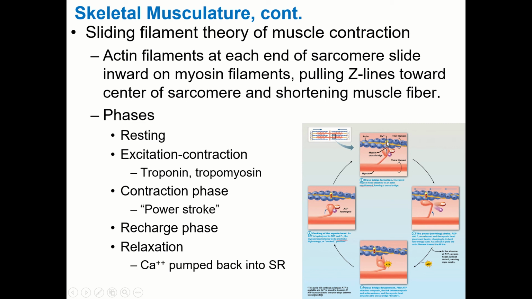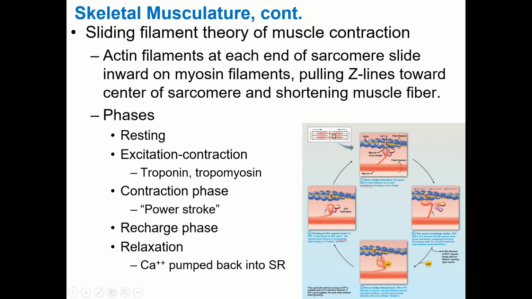That's your troponin. Again, I'll refer to it as troponin C, C for calcium. And then tropomyosin is this orange thread here. At rest, tropomyosin is covering up these binding sites on actin. But when the muscle cell is stimulated, the sarcoplasmic reticulum is going to release calcium. Calcium is going to bind to troponin C.